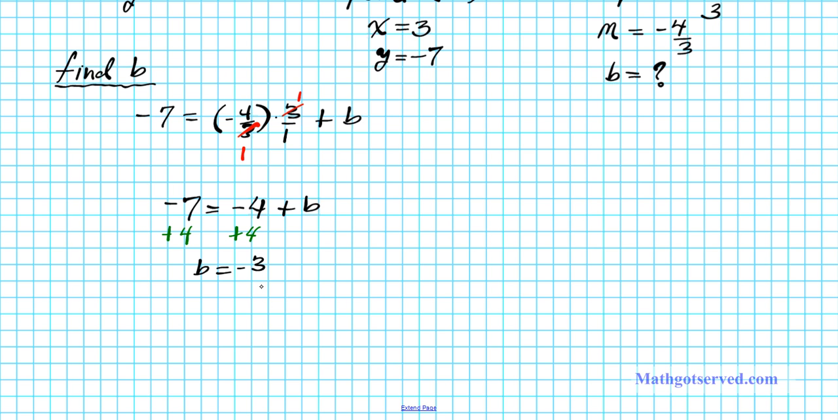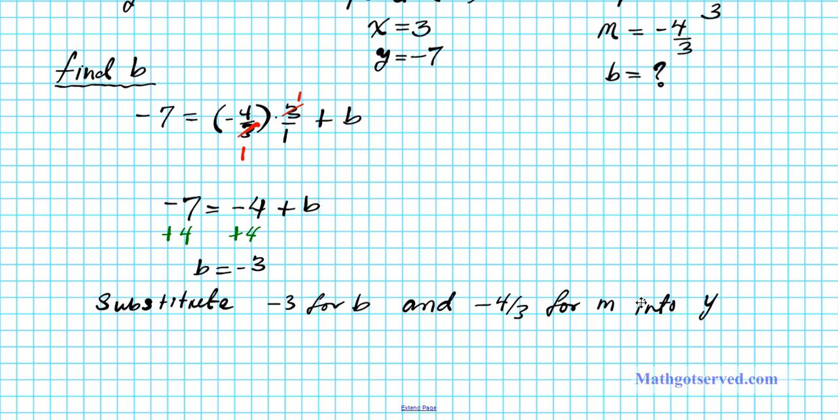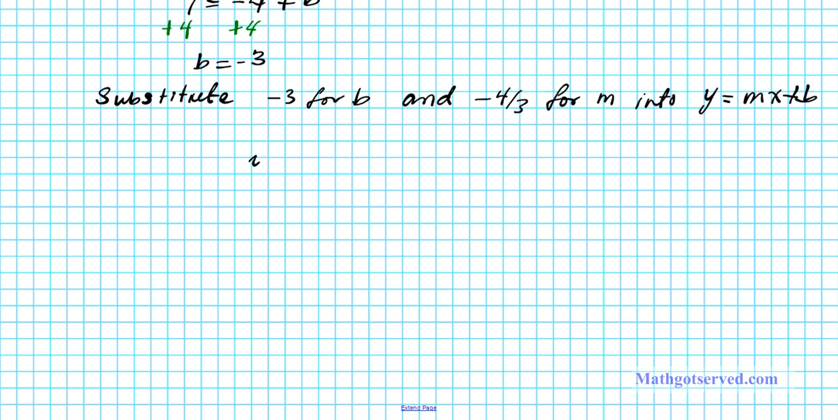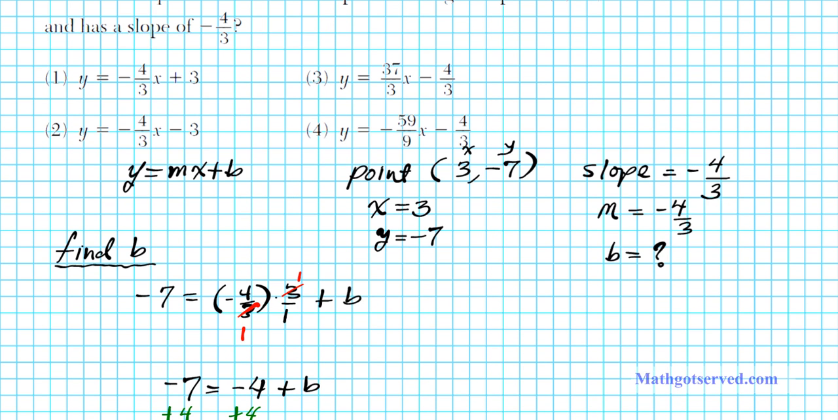So that's our y-intercept. Okay, so all we're going to do now is simply substitute -3 for b and -4/3 for m into our y equals mx plus b equation. That's all we have to do now. Let's go ahead and do that. So we have y equals mx plus b. We know m and b, so we're going to plug it in. So we're going to have y equals -4/3 x plus b, which is -3. All right, so there goes your answer, y equals -4/3 x minus 3. Where is that? Our answer is option number 2.